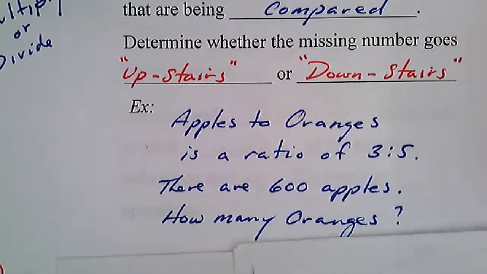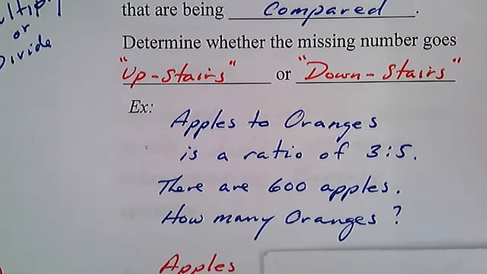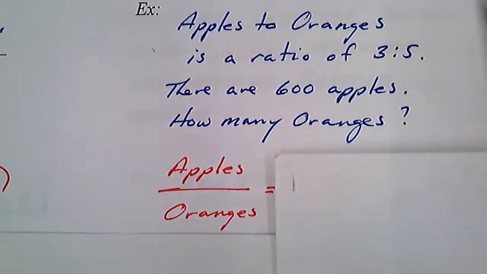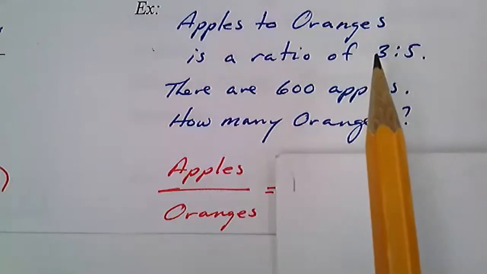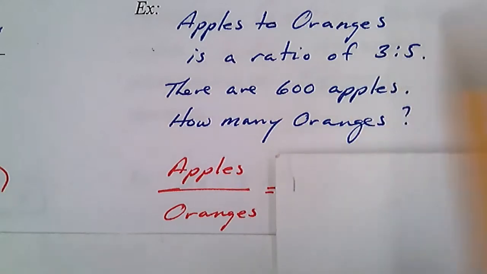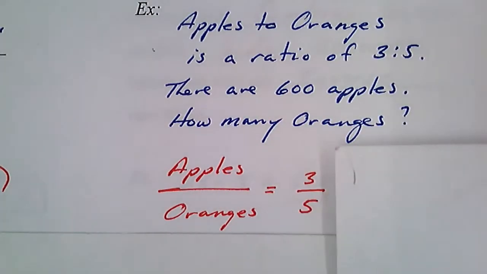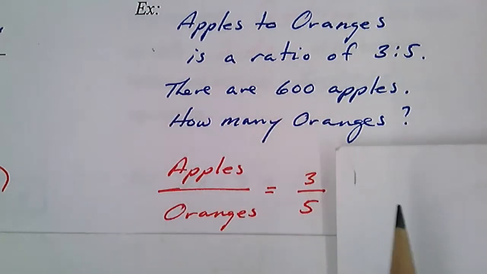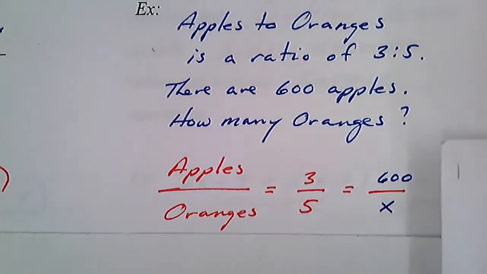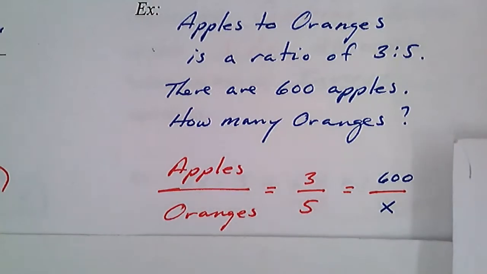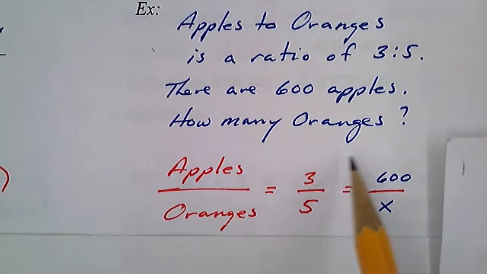So the way I would do this is I would set up my categories. My categories are apples and oranges. We already know that there's a ratio of 3 to 5, so 3 apples for every 5 oranges. I'm going to put that ratio right there. Now it tells us that there are 600 apples, so that would be upstairs. The apples go upstairs. And then our missing value is we're trying to figure out how many oranges. That would be downstairs.